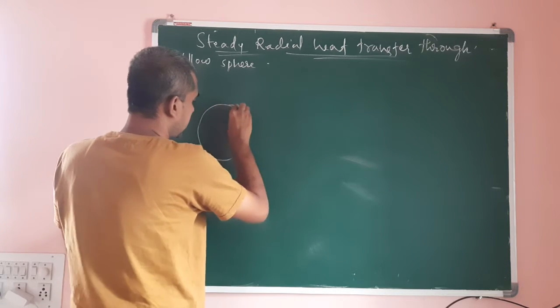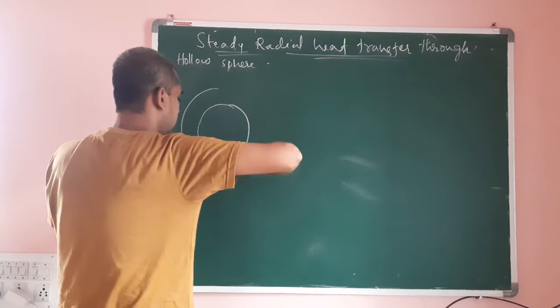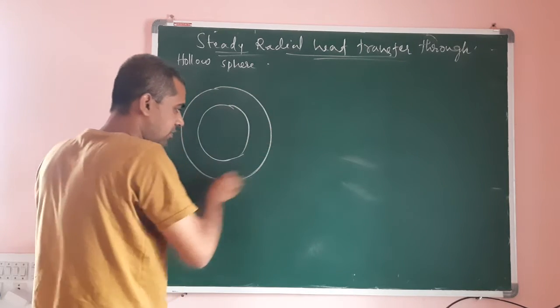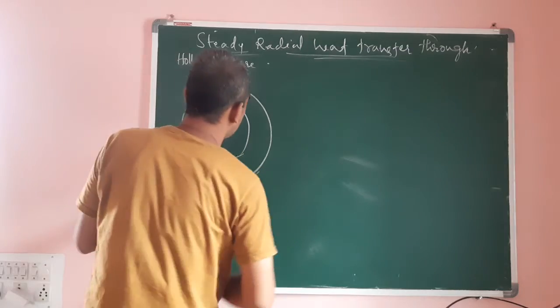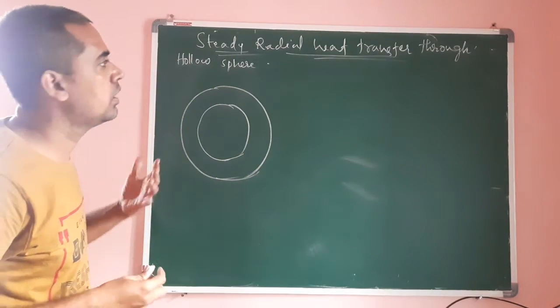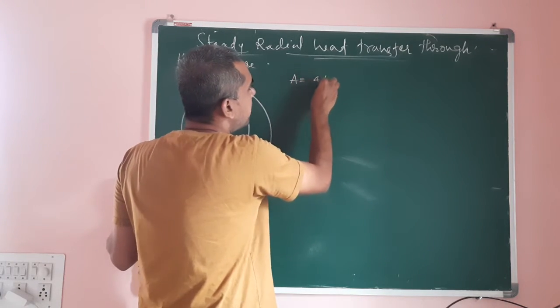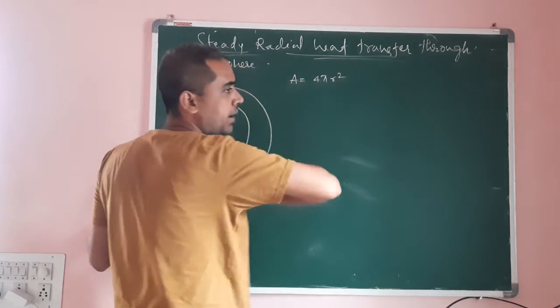like this, it is something different from a hollow cylinder, because the surface area and other things will be different. The surface area of a hollow sphere will be equal to 4 pi r square.